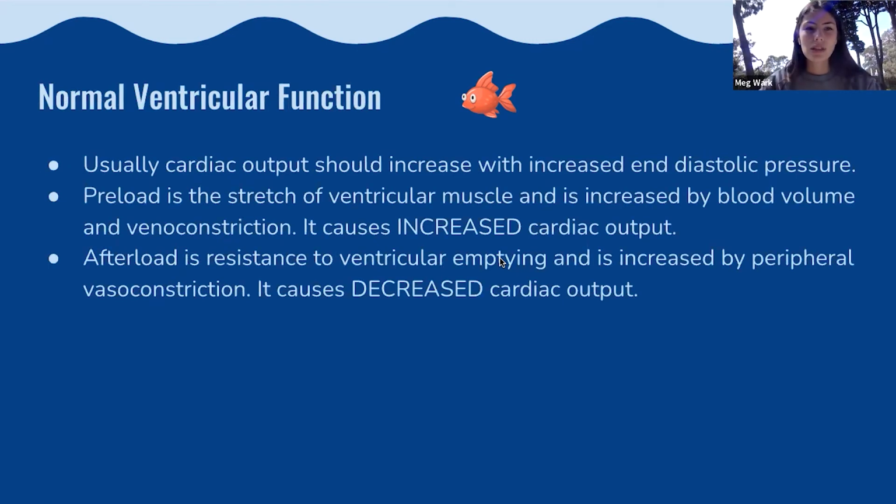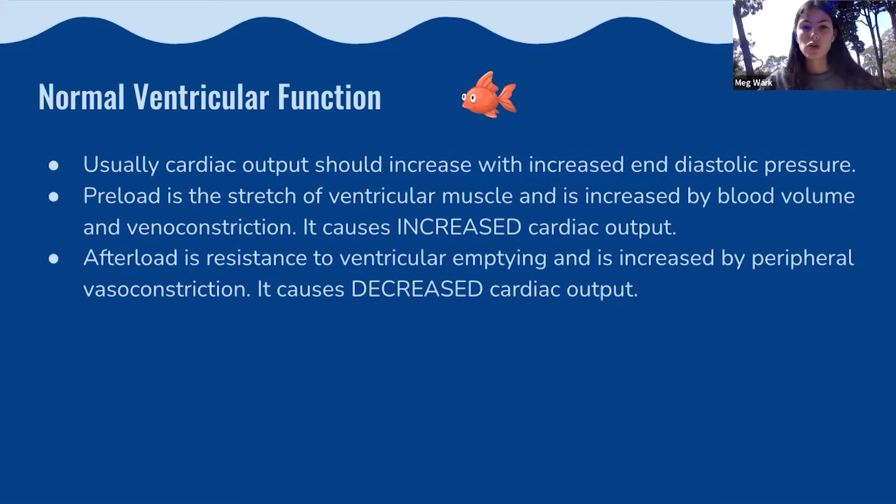To begin with, just discussing normal ventricular function, so how your heart should work under normal conditions. Cardiac output, that's how hard the heart is pumping blood around the body, that should increase with increased end diastolic pressure. So basically, you should have covered this, I believe, in the physiology of the heart and how it pumps blood. But basically at the end of diastole, when the ventricles are full of blood, if that pressure or the volume of blood increases, then the heart should pump harder.